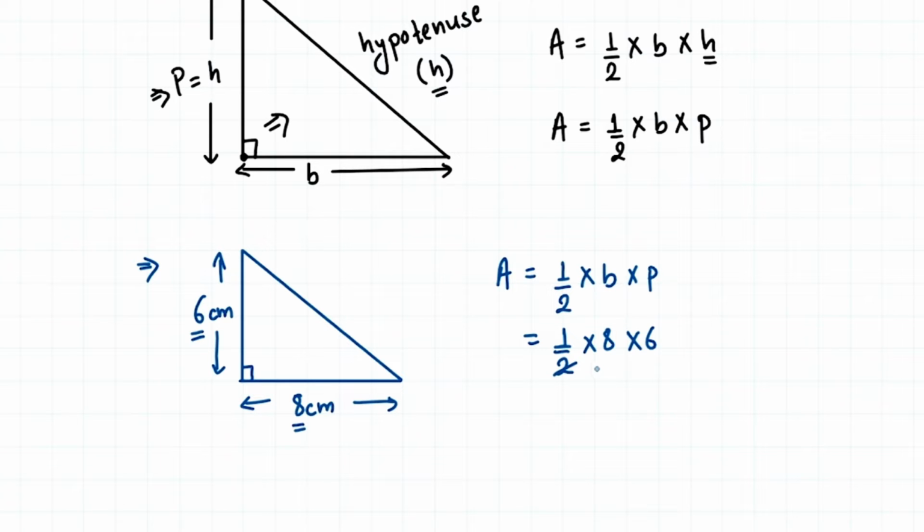So again, we can cut this 2 and 6, right? 2 times 1 is 2, 2 times 3 is 6, and 8 times 3 is 24 centimeter square. So in this way, we can find the area of a right angle triangle as well.